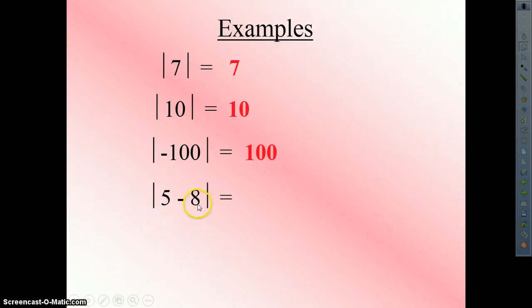5 minus 8, if we were to graph this on the number line, we would move to the right 5 and then to the left 8 and get negative 3. Negative 3 is 3 units from 0.